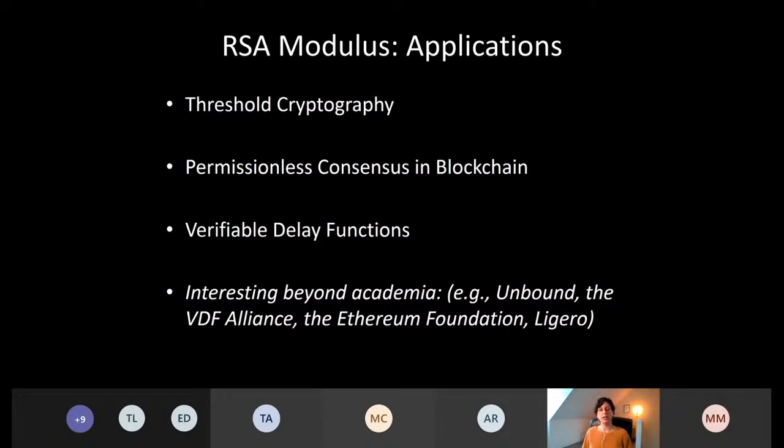This is where the whole study of the secure generation of RSA moduli started, and it dates back to 1997 from the seminal work of Boneh and Franklin. Nowadays, interest in this kind of problem is revived, especially last year, when we had two works trying to solve the same problem. This is because we have new applications like permissionless consensus protocols in blockchain or verifiable delay functions, and all these protocols need a distributed RSA modulus generation.